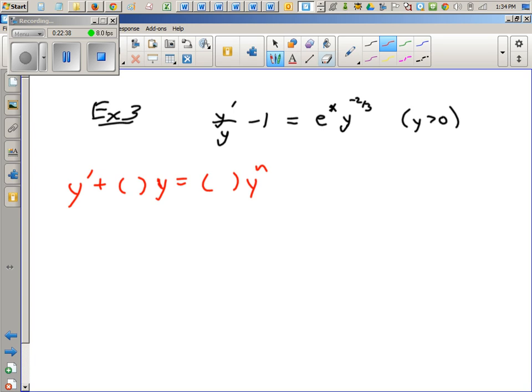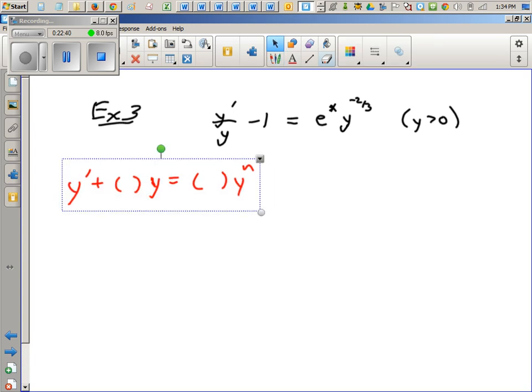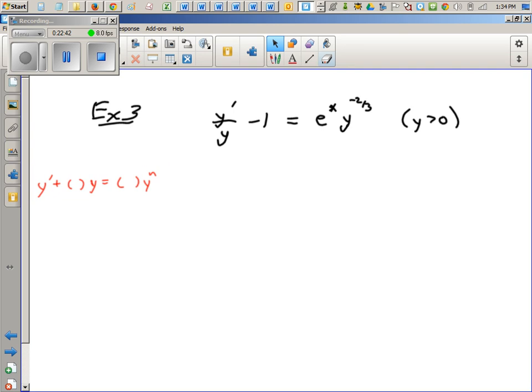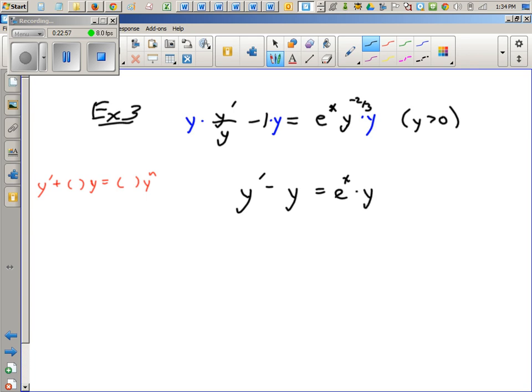So you need to do what, Hunter, you just said a second ago. What do we need to do? Yeah, we need to multiply by y first. Here, here, and here, so that we can properly identify who the imposter is. Okay? So it's y prime minus y equals e to the x times y to the 1/3. Now you can identify who was not invited. You need to look closely after you've got the left side organized.